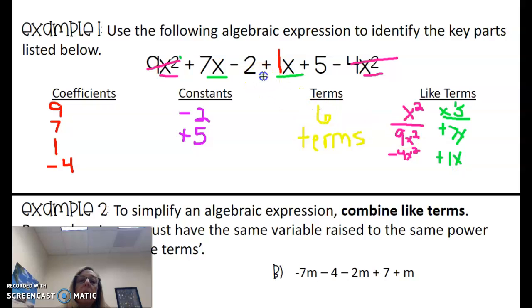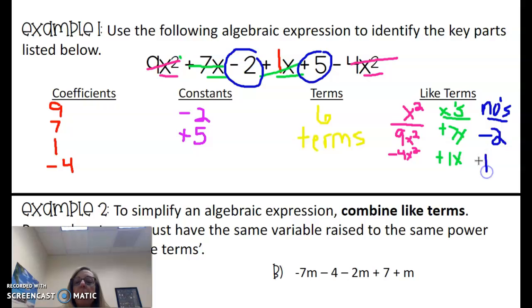I'm going to cross this one out because I've used that. And now I've used this. Oh boy, what do I have left? I have numbers that don't have variables. Well, guess what I call those? I actually call those no's because they have no variable. So I'm going to write no's. Under my no's column, I have a negative 2. I'm going to write it. Oh, sorry about my sloppy 2 there. And I have a positive 5. So I'm going to write that. Positive 5. I've used this, I've used this, I've used all of my terms.